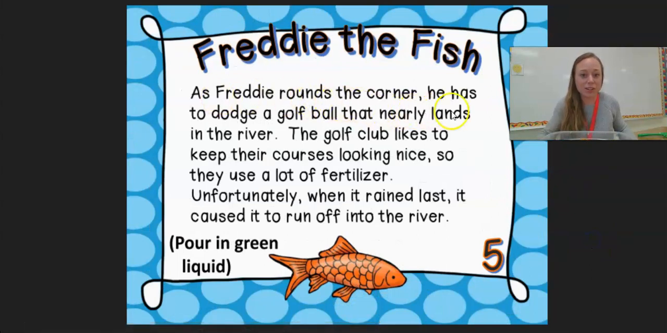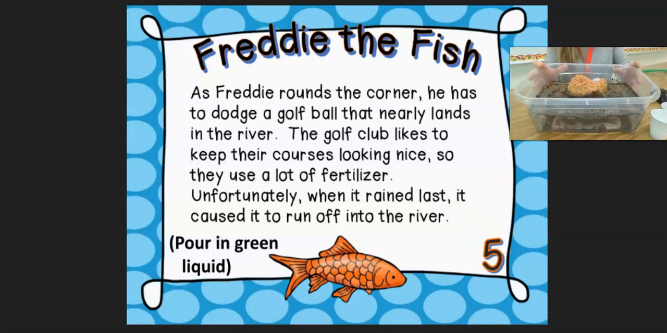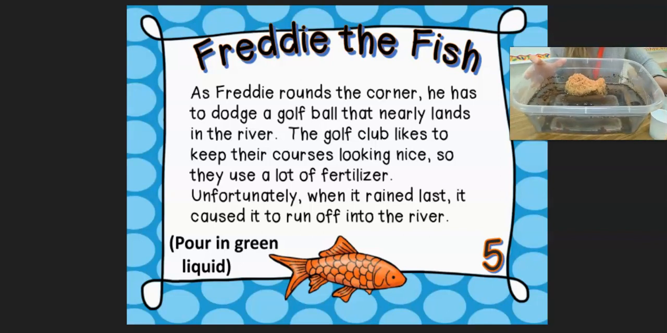As Freddie rounds the corner, he has to dodge a golf ball that nearly lands in the river. The golf club likes to keep their courses looking nice, so they use a lot of fertilizer. Fertilizer is a chemical that helps the grass to look beautiful. But unfortunately, when it rained last, it caused it to run off into the river. Those chemicals are not good for animals, and when it goes in the river, it pollutes the water.